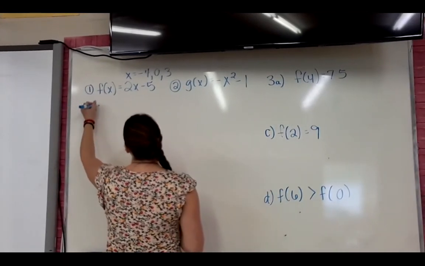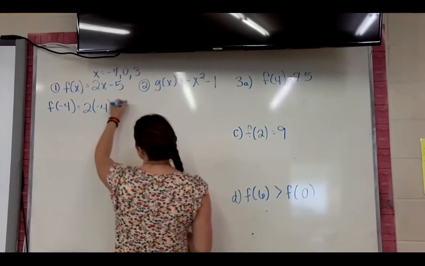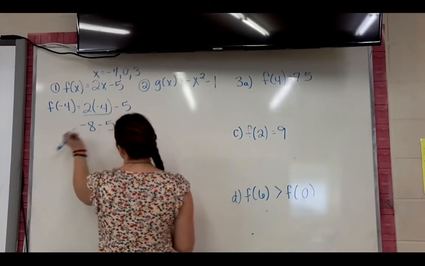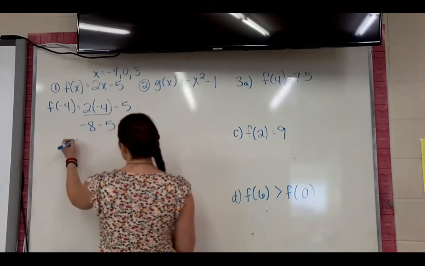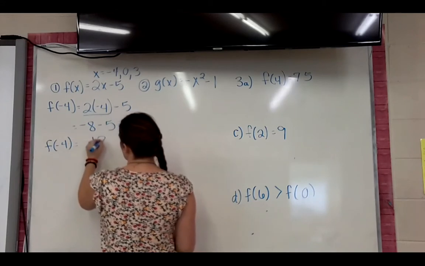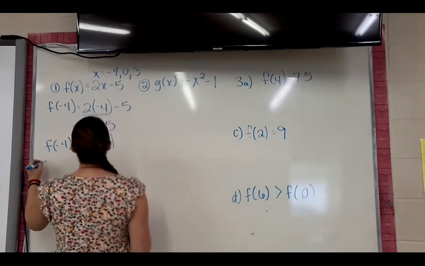So f of negative 4 just means you take and plug negative 4 in for x. So 2 times negative 4 is negative 8 minus 5. Negative 8 minus 5 more. So f of negative 4 is negative 13. There's one value, so we'll have 3 answers on each of these.